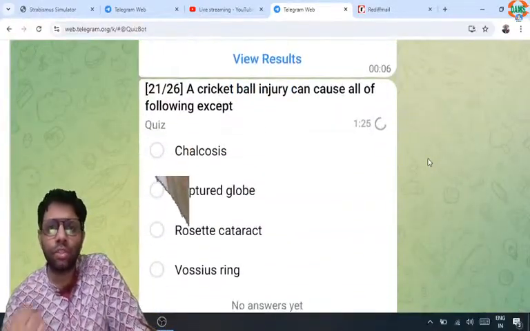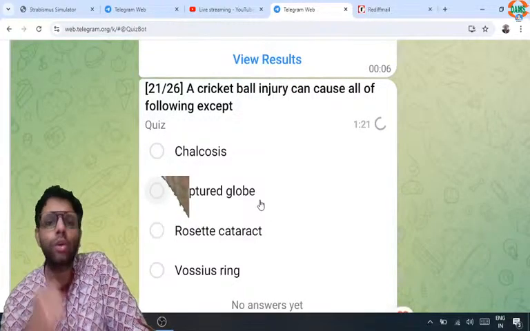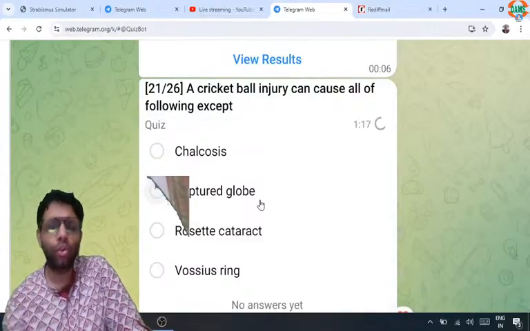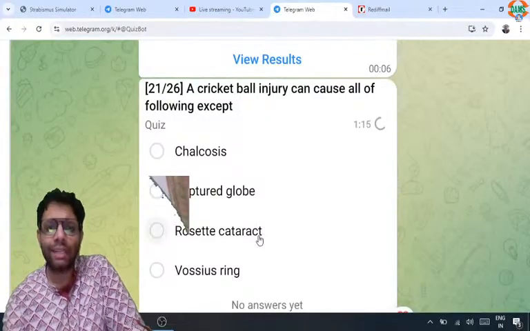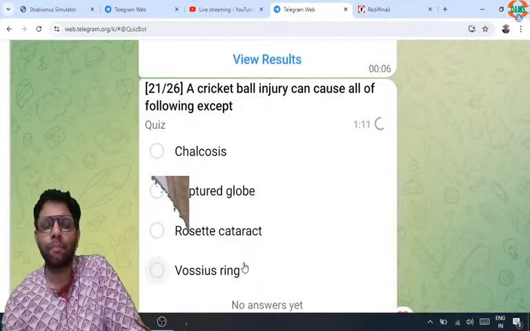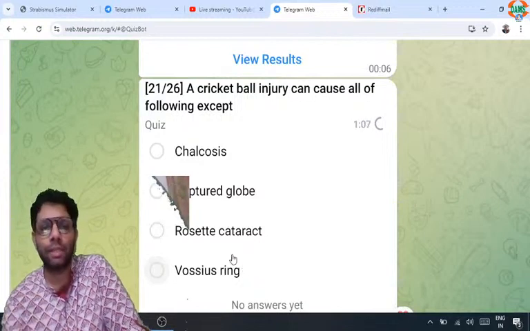Now cricket ball injury means there is a blunt trauma. In blunt trauma, even ruptured globe can be there. If there is so much trauma because of high pressure, globe can rupture. Rosette cataract, yes, it is a traumatic cataract. Vossius ring is seen in blunt trauma. Chalcosis is seen in penetrating trauma, that is copper going inside the eye. That is the answer over here.